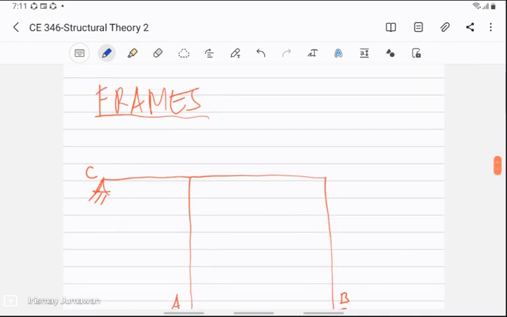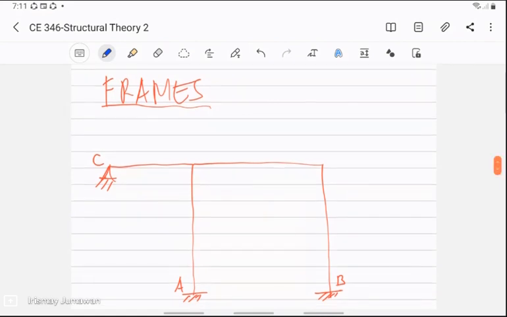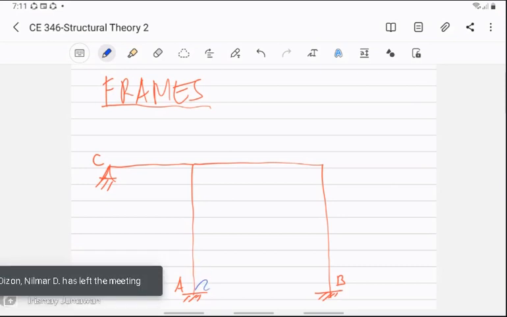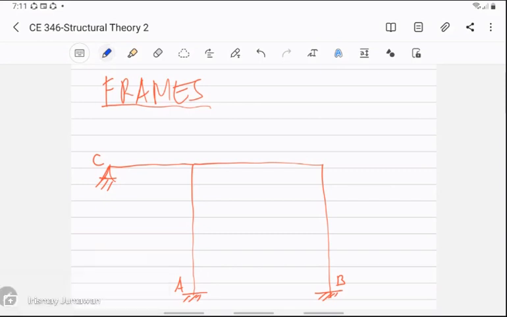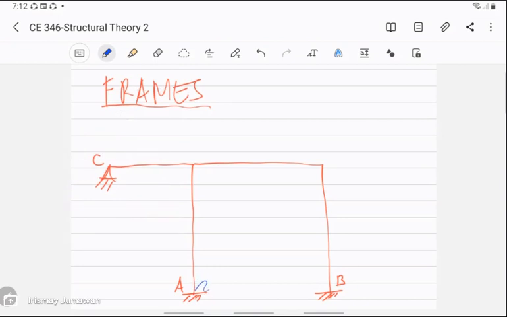So here, for the frames, as I've said, we can analyze this using with side sway and without side sway. For example, we have this frame. Here, that is fixed and that is fixed. The support at A is fixed. If we illustrate the elastic curve at A, there's no rotation. For a fixed support, there's no rotation and there's no translation. So your curve will be like this.